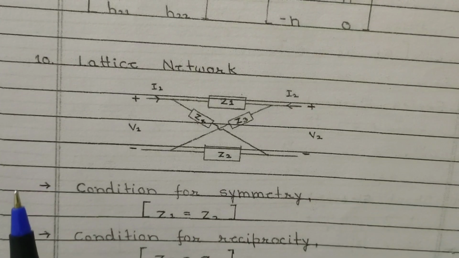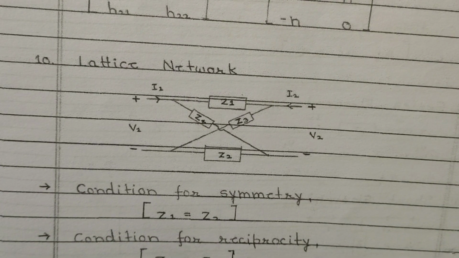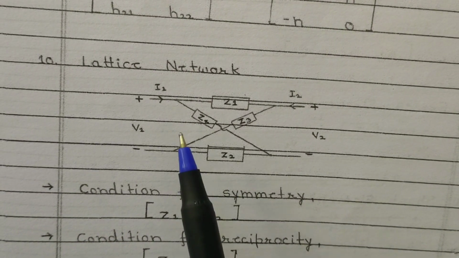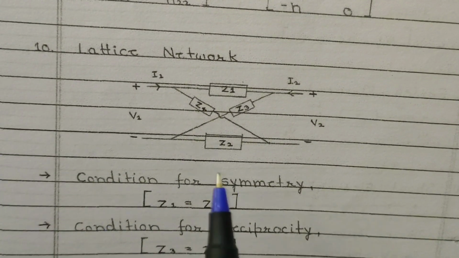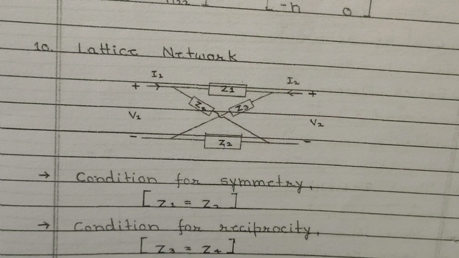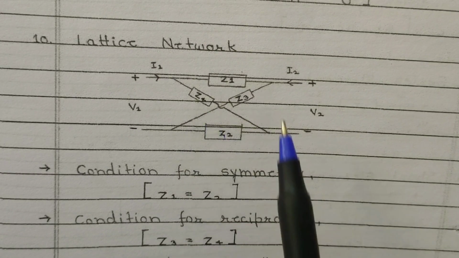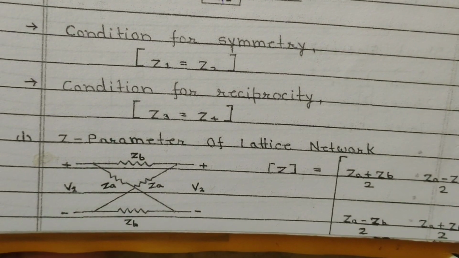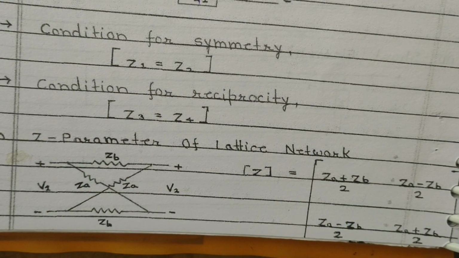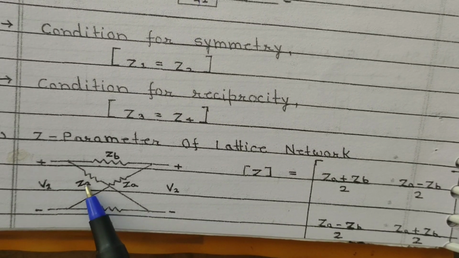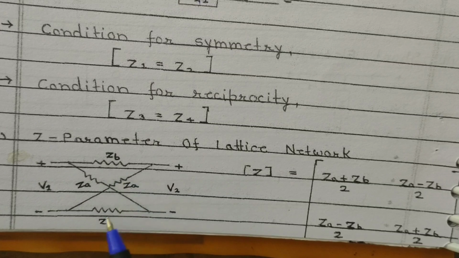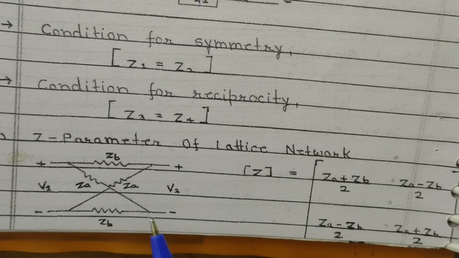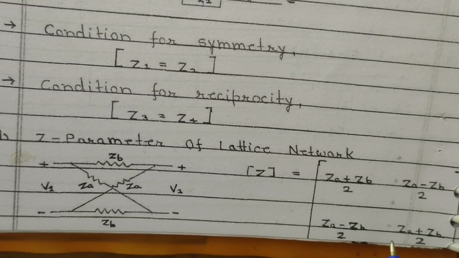This represents the lattice circuit. The condition for symmetry is Z1 equals Z2. The condition for reciprocity is Z3 equals Z4. Z parameters of the lattice network when these two are the same, ZA is ZA, ZB is ZB. The diagonal elements of the Z parameters are ZA plus ZB by 2. The off-diagonal elements are ZA minus ZB by 2.